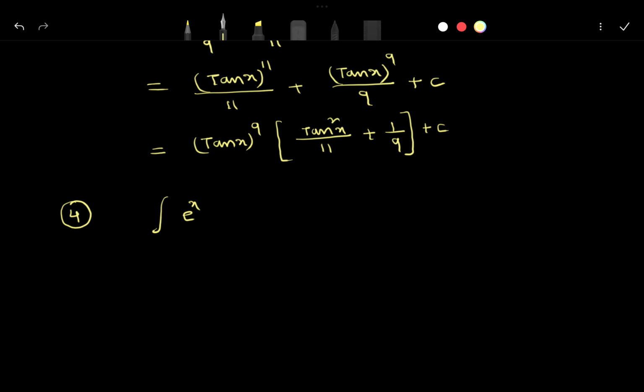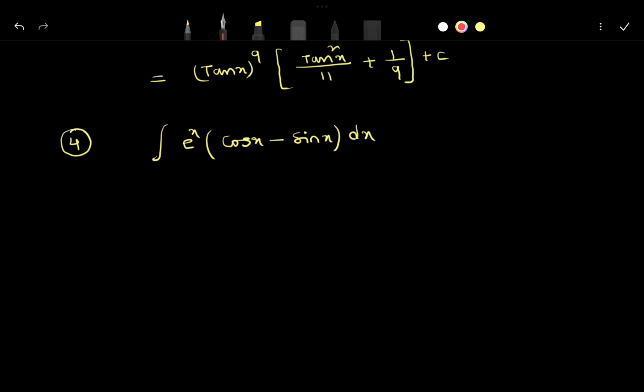Integration of e to the power of x into cos x minus sin x into dx. So here this one will use a simple formula. Actually this one would go through integration by parts, but instead of integration by parts you can use the formula: integration of e to the power of x into f of x plus f dash of x.